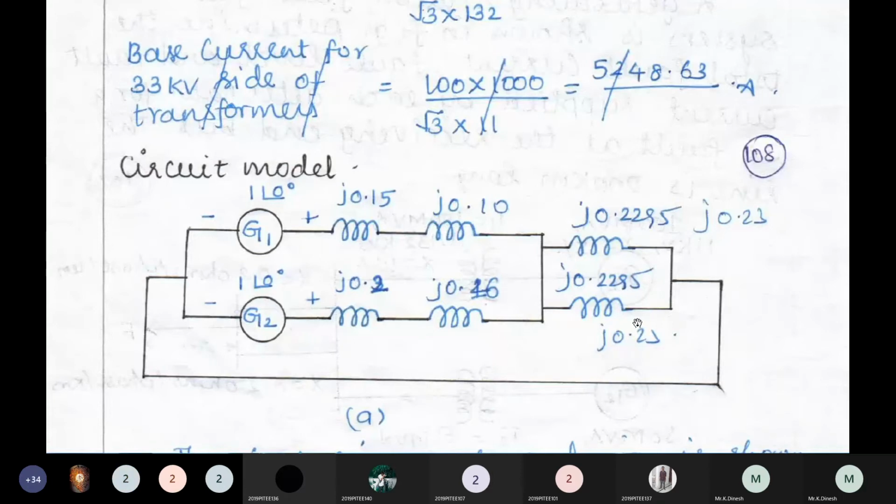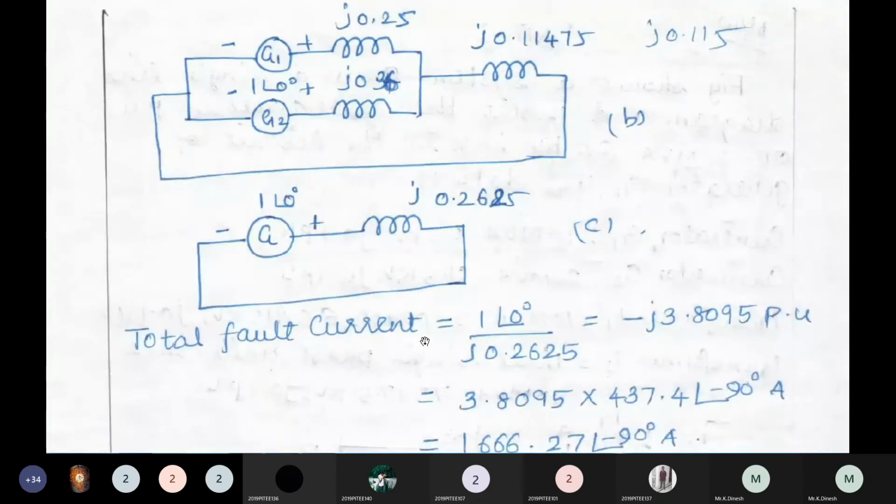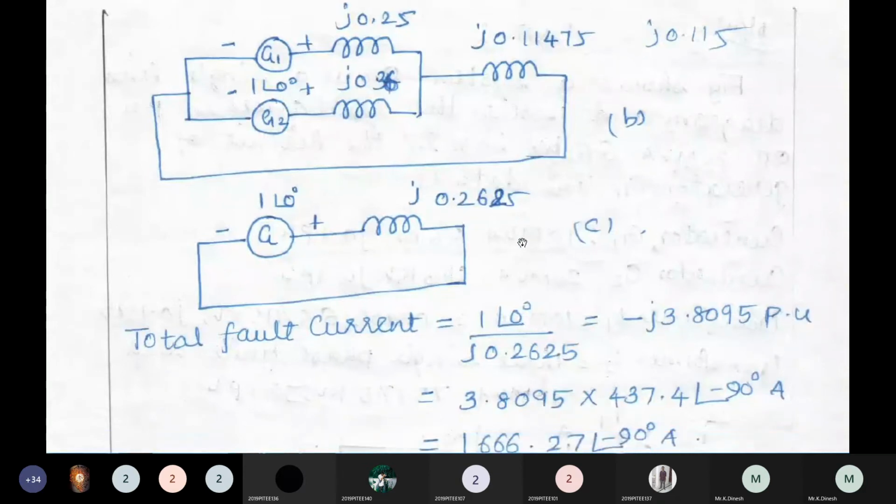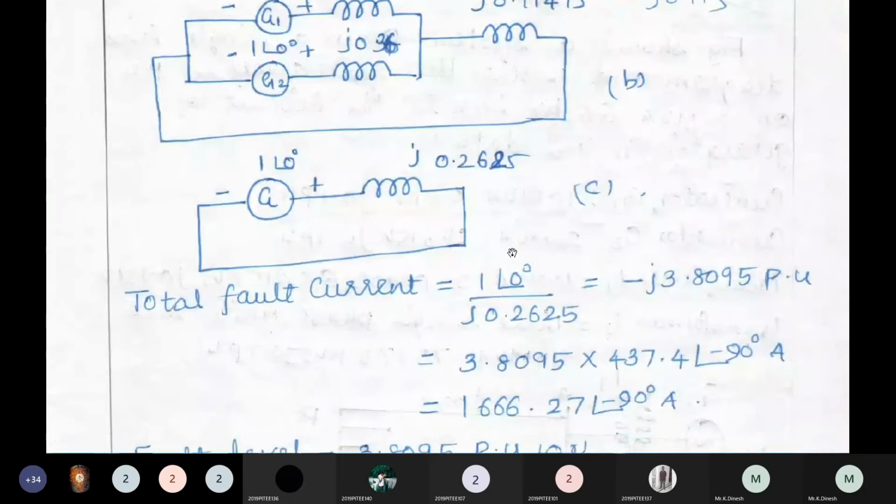Commonly it is grounded. Figure number 8 is mentioned. So we need to find out the equivalent reactance value. The generators are connected in parallel. To simplify, these two are in parallel. I have one more series to simplify, and finally I am having J0.2625. So the total fault current should be 1 at an angle 0, over J0.2625. In rectangular form, it is J3.8095 per unit.